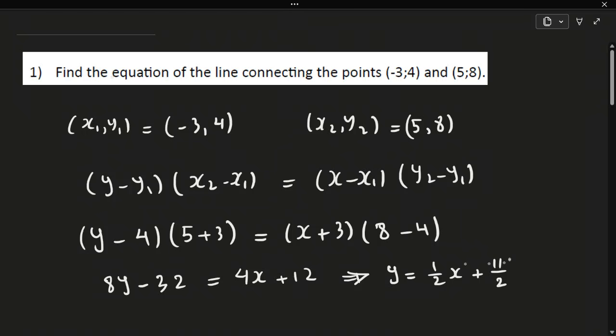Now this is the equation of the line, which shows the slope. Here the slope of the line is, when we have y equals mx plus b, then m is the slope. Slope is 1/2.